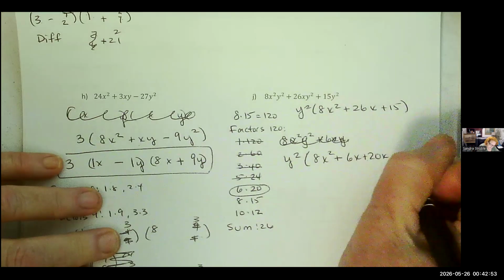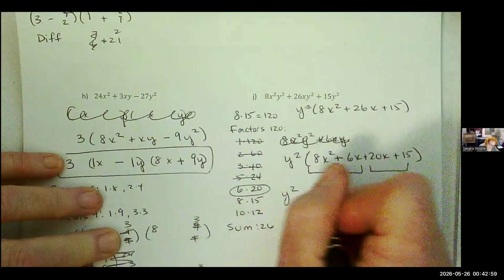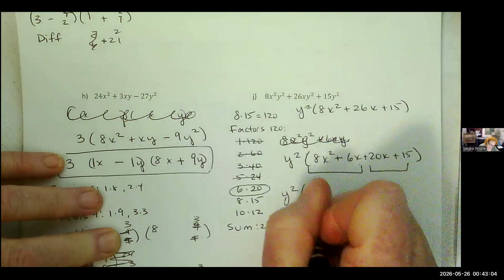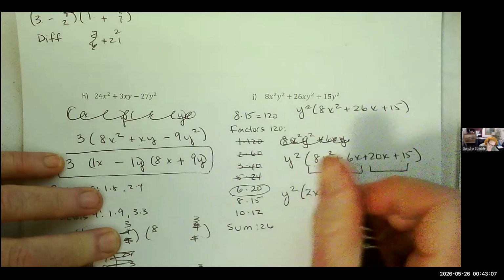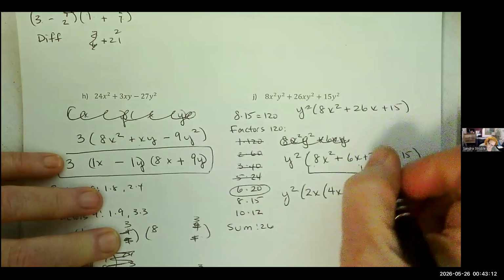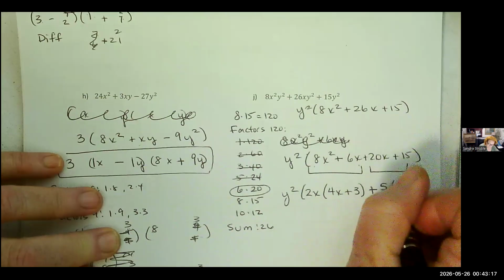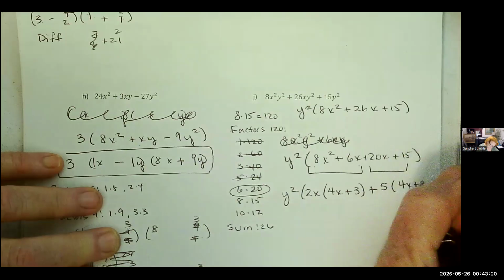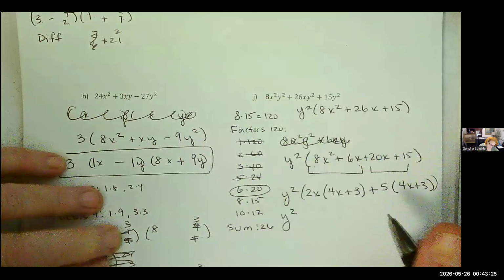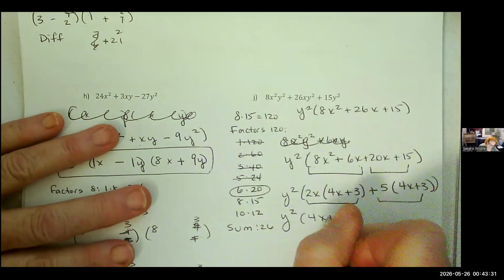These two and these two. Don't forget your y squared. These two have in common 2x. When I factor out 2x, that leaves me with 4x plus 3. These two have 5 in common. Leaves me with 4x plus 3. Bring down that y squared. Don't want to forget it. Out of these two and these two, they have 4x plus 3 in common. That leaves me with 2x plus 5.